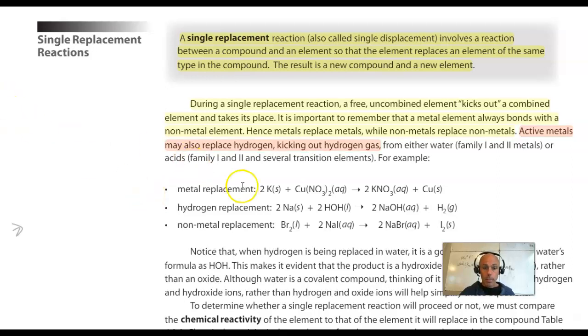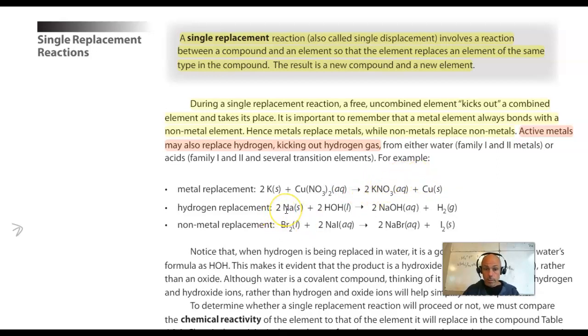If the element by itself is a metal, in this case potassium, and the reaction occurs, again we'll come back to that in a bit, then it would replace the metal in the compound, copper, forming a compound with nitrate. And we see that over here. Potassium is now with nitrate, and copper is now by itself.